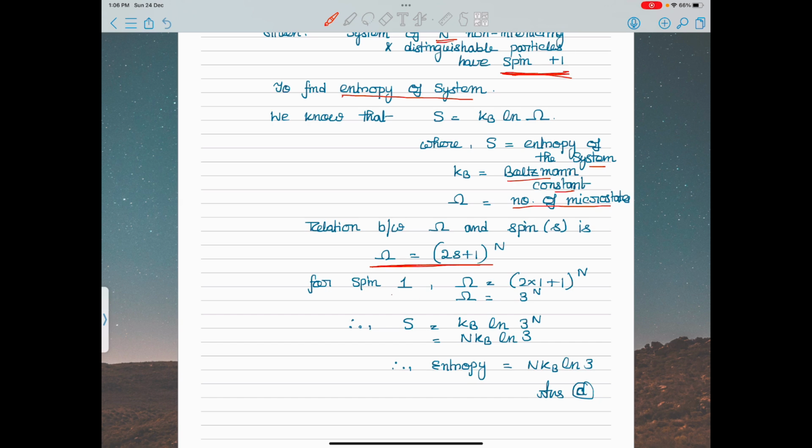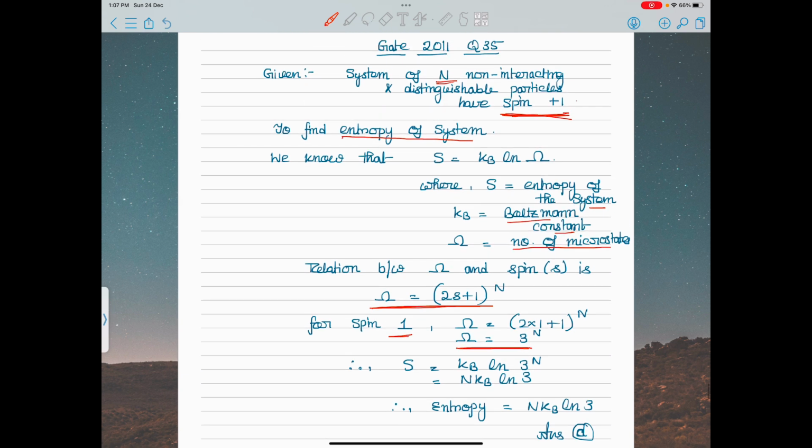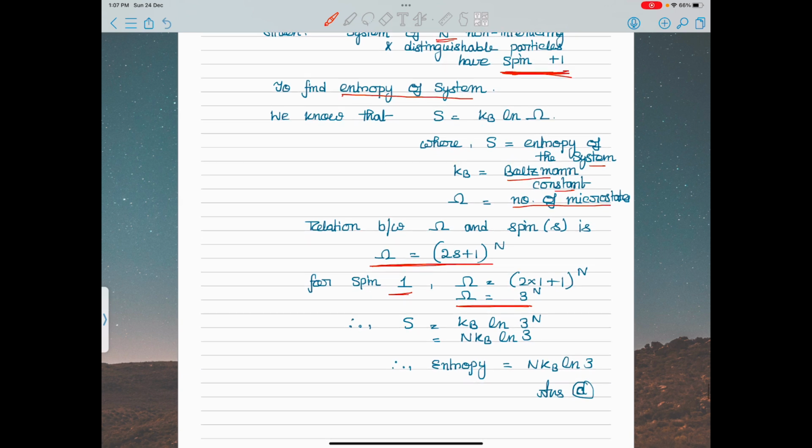It is given that the spin is 1, therefore omega becomes 2 into 1 plus 1, because spin S is nothing but 1 in this case, so it will be 3 to the power n. So omega, the number of possible microstates, when this kind of a configuration is there where n non-interacting particles with spin plus 1 are there, we get this as 3 to the power n.